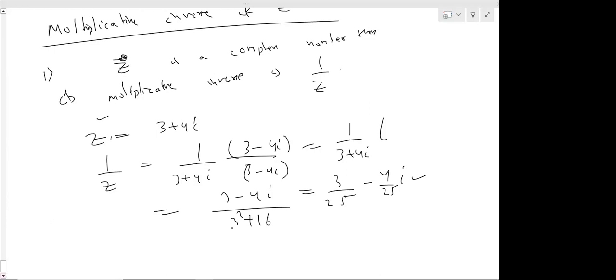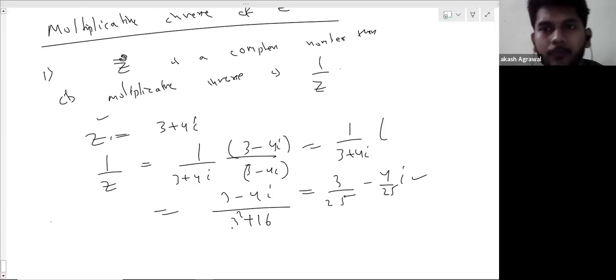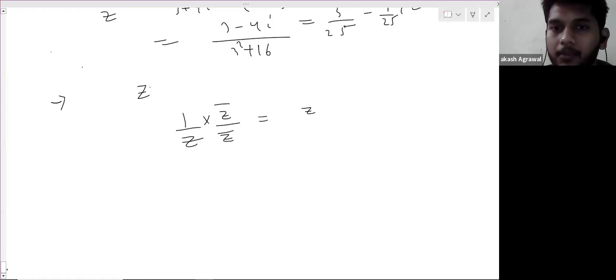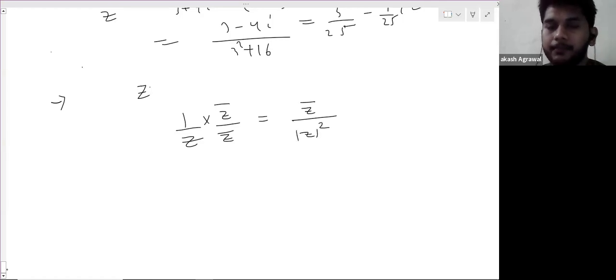Yes, Abdullah. Have you noted this down? Okay. So remember one thing here. The multiplicative inverse of z is 1 upon z. So can I multiply by the conjugate of z like this and divide by the same? So this becomes the conjugate of z divided by mod z square. Yes or no? Is it clear what I did here?